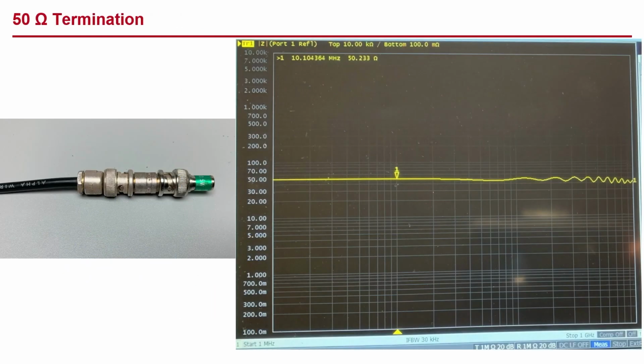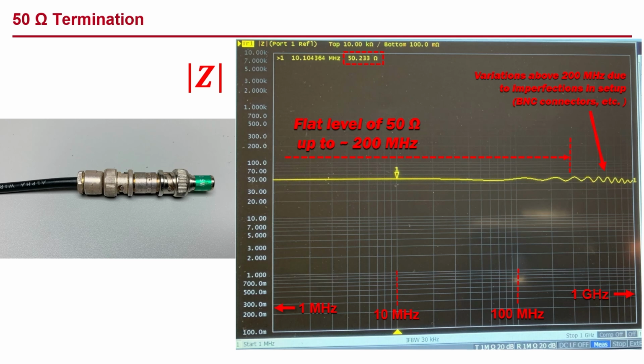Let's start with the 50 ohm termination. On all of the following plots, the frequency axis will be on a logarithmic scale, running from 1 MHz to 1 GHz, and the magnitude of the measured impedance will be on the vertical axis, also on a logarithmic scale. The measured impedance at the network analyzer is a nice flat level of 50 ohms up to about 200 MHz, as we expect. There are some variations above 200 MHz due to imperfections in the setup. For one thing, BNC connectors are less effective at these frequencies, but this is sufficient for the present discussion.